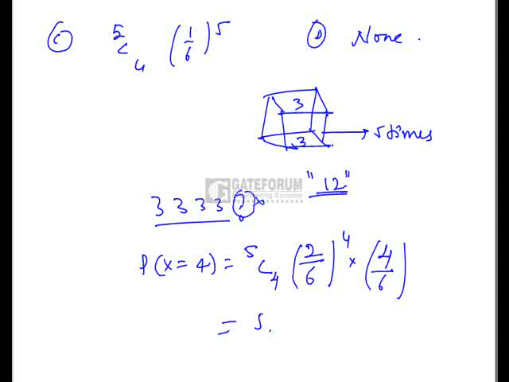And if we simplify it, it will be 5c4 into 1 by 3 raised to the power of 4 into 2 by 3, which is nothing but option A.